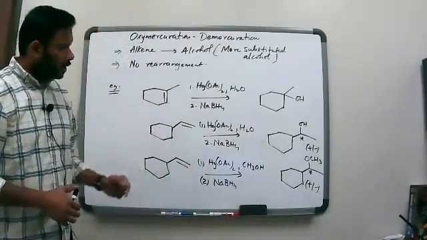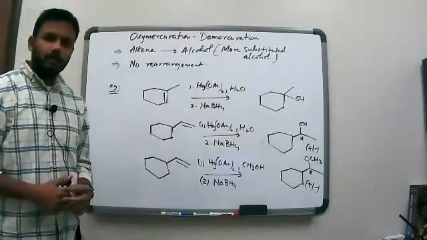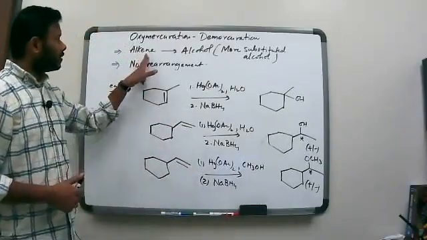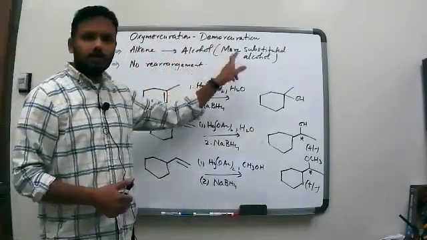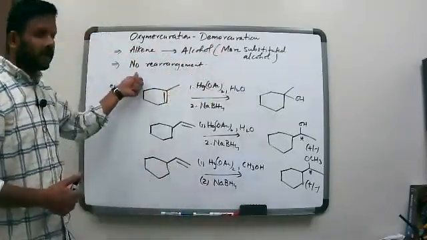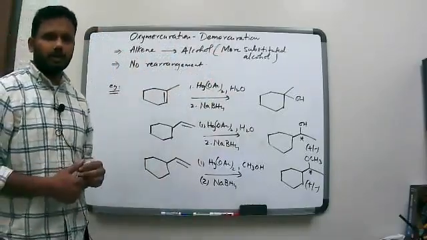Okay, so that's the oxymercuration-demercuration reaction. Another method for converting alkenes into alcohols, the more substituted alcohol. The advantage, there is no rearrangement in this reaction.